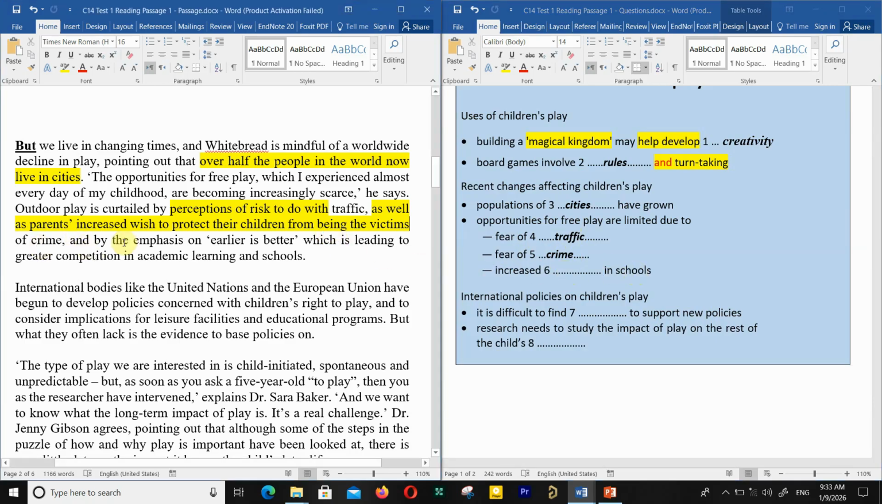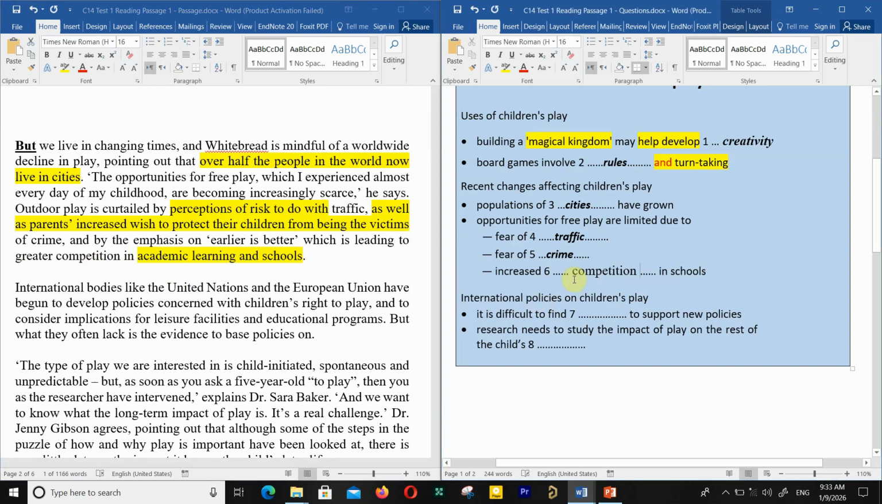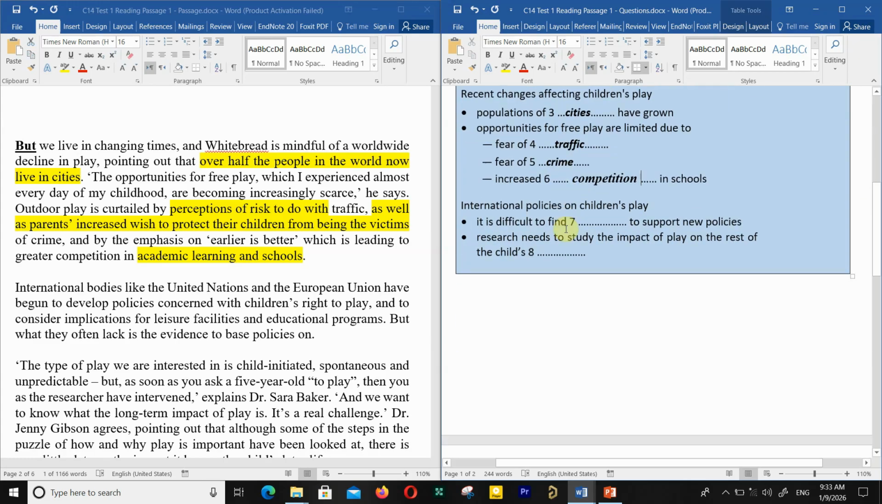Again, the next sentence. And by the emphasis on earlier is better, which is leading to greater competition in academic learning and schools. Academic learning and schools, paraphrased for in schools, leading to greater competition. Increased what? Increased competition. You can copy and paste your answer in an internet-based IELTS competition. Always be careful about the spelling. Okay? So, pretty easy and straightforward.